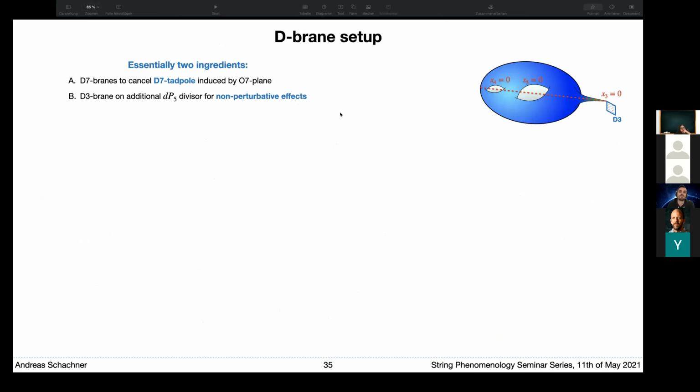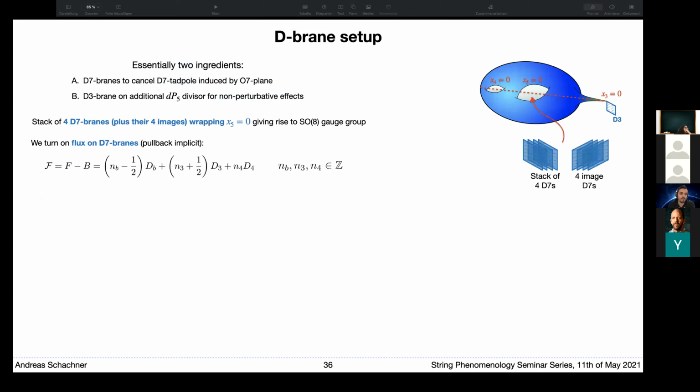Next up, we have to discuss a D-brane setup, because first of all, we need some D7 branes in order to cancel the D7 tadpole induced by the O7 plane. And furthermore, we need an additional D3 brane hosted on the second dP5 divisor, which then supports non-perturbative effects. Concerning the former, we put a stack of 4 D7 branes plus 4 of the images on top of the O7, which leads to a hidden SO(8) gauge group sector.